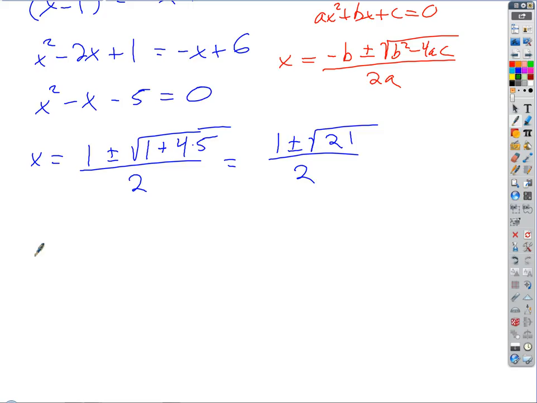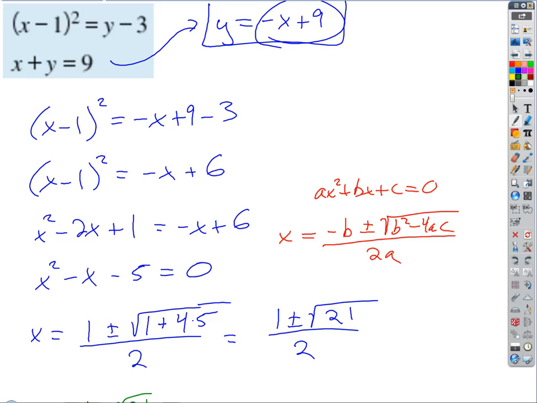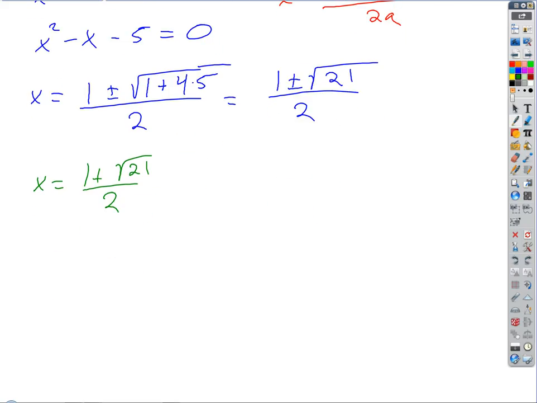If x equals 1 plus the square root of 21 over 2. What's that going to make y? Well, we got to go back to our substitution equation. y equals negative x plus 9. Let's write it like this, how about? y equals 9 minus x. How about? Okay. So y equals 9 minus that.